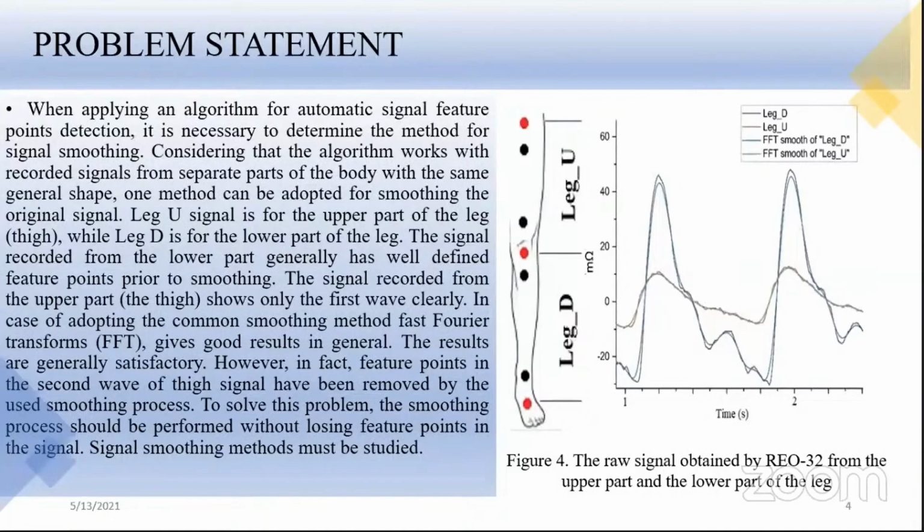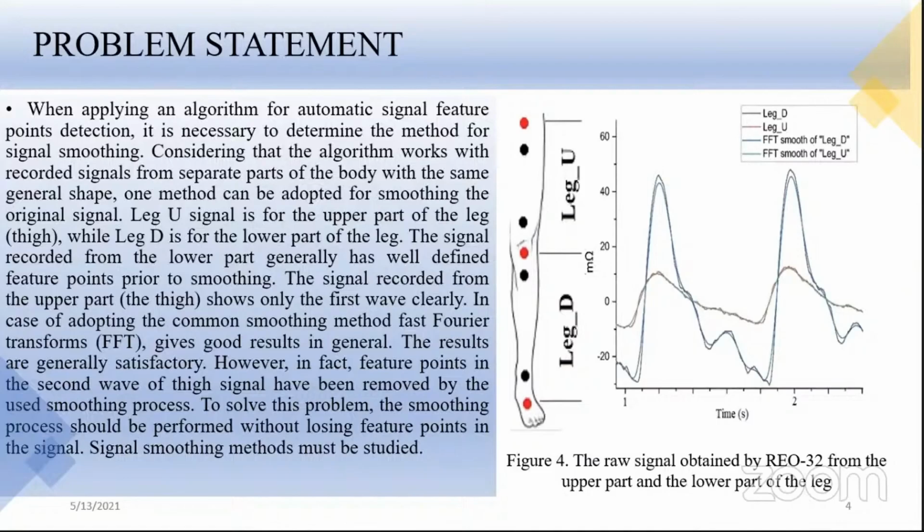Problem statement: when applying an algorithm for automatic signal feature point detection, it is necessary to determine the method for signal smoothing. Considering that the algorithm works with recorded signals from separated parts of the body with the same general shape, one method can be adopted for smoothing the original signal.